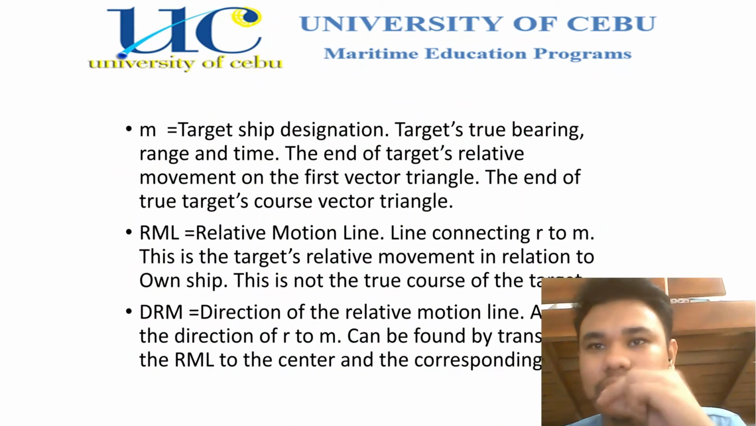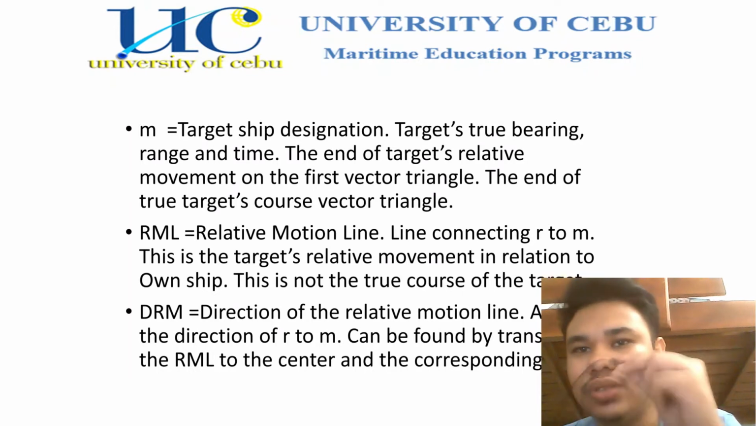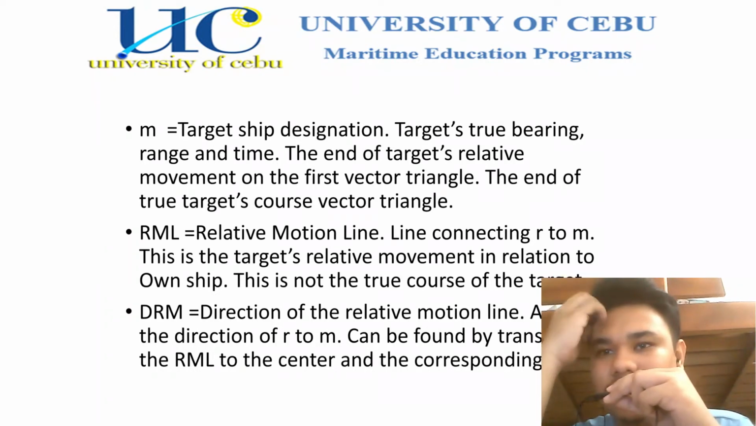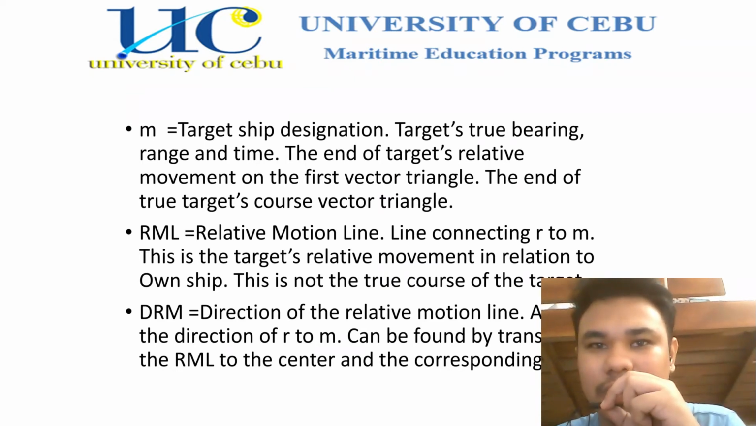The M is the target's second observation, with the target's true bearing, range, and time, the end of the target's relative movement on the first vector triangle, the end of the true target course vector triangle. The RML is the relative motion line, the line connecting R to M. This is the target's relative motion in relation to own ship. This is not the true course of the target. The DRM is the direction of the relative motion line, always in the direction of R to M, and can be found by transferring the RML to the center of the compass rose and reading the corresponding degrees.